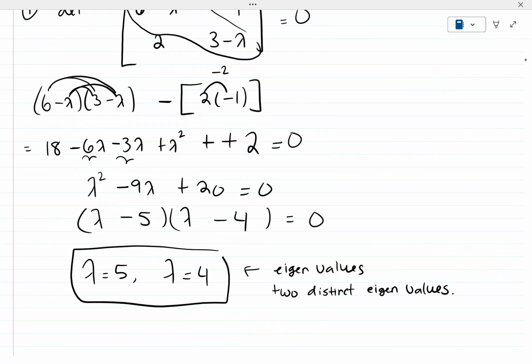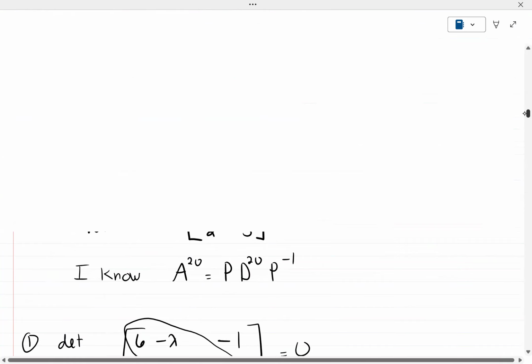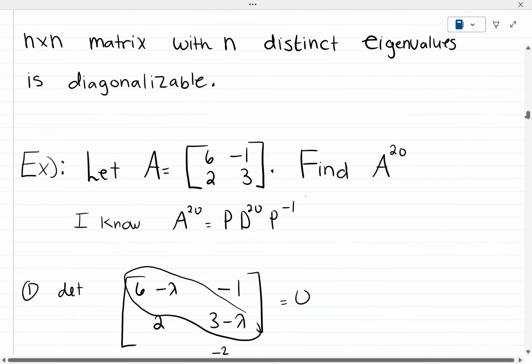Okay, so let's do another example. Oh wait, no, sorry. We're still on this problem. So we've got to find, what's the next step? We've got to find the eigenvectors. So we basically have to find P, right? Because we're going to use this formula right here, we've got to find P.